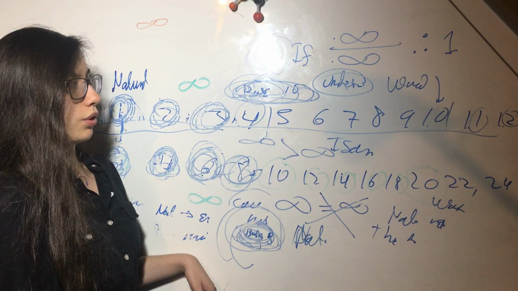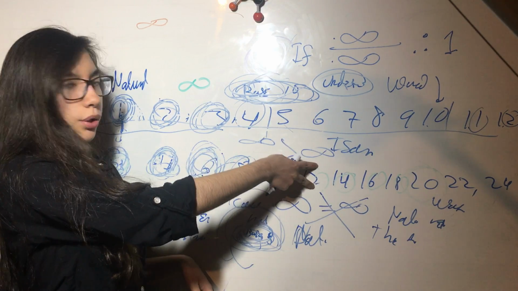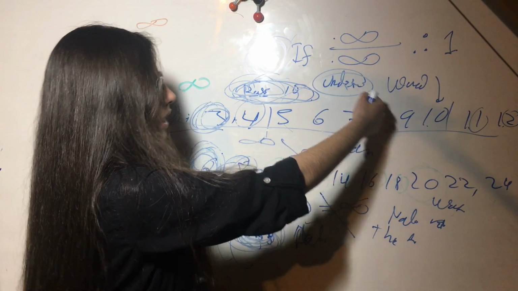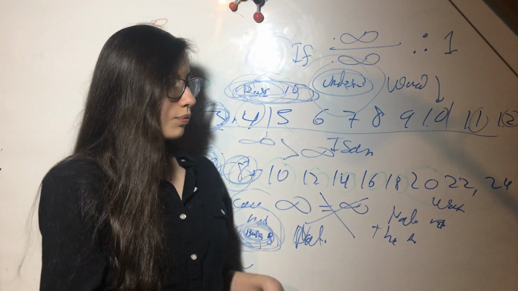Another way to refute that natural numbers are equal to even numbers is that infinity over infinity is not 1, it is undefined. See you in the next video.